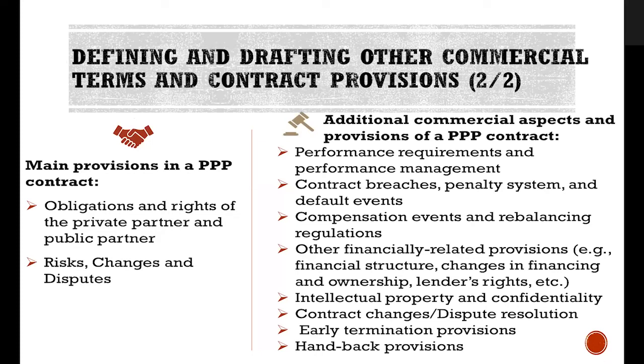Main provisions in the PPP contract: obligations and rights, risks, changes, and disputes. I mean, in a PPP contract, there should also be clauses providing for disputes and all of those, because it might be inevitable. But if the risks, the changes, and the obligations or rights are all couched explicitly and as exhaustively as both parties can negotiate, the chances of dispute are more slim.